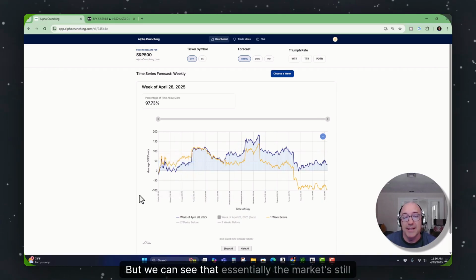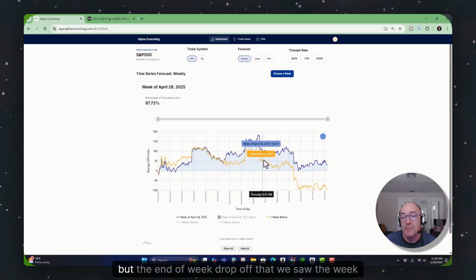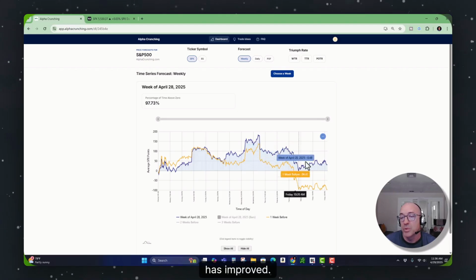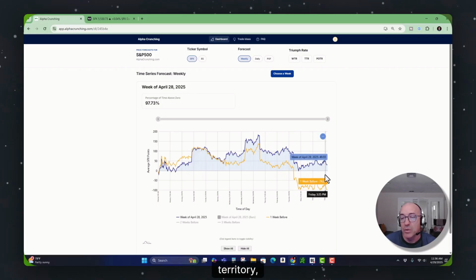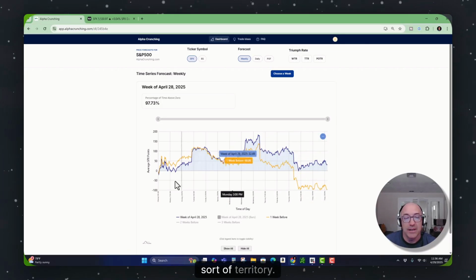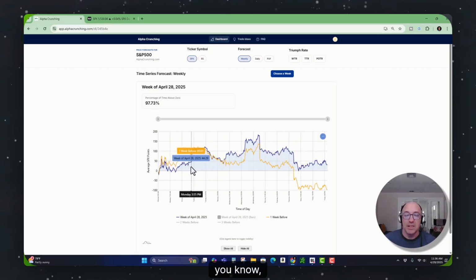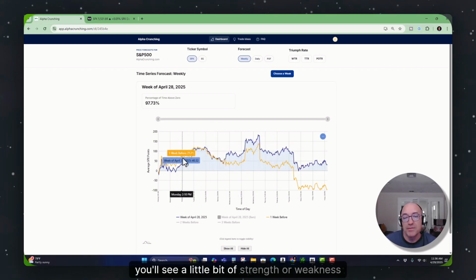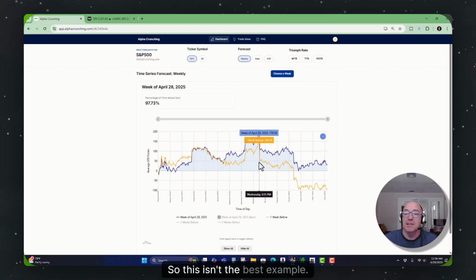But we can see that essentially the market is still moving in a relatively similar fashion. But the end of week drop off that we saw the week before has improved. We see basically we're ending in net positive territory, whereas the week before was more of a negative sort of territory. We were in negative values here. So depending on what part of the week you're looking at, you'll see a little bit of strength or weakness depending on what part of the week again that you're looking at. So this isn't the best example.